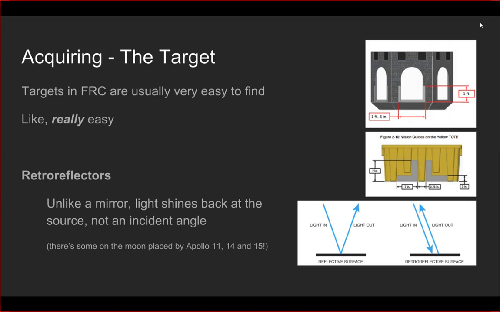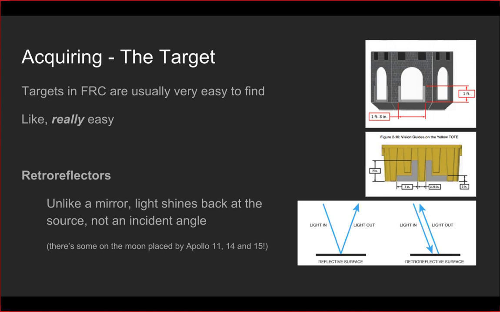Moving on, we have the target. So this is what you're actually trying to find with your vision system. Fortunately, in FRC, these are really easy to find because they have this thing called retroreflective tape on them. If any of you have seen a high visibility jacket which construction workers use or something like that, those little grey strips, those are retroreflective as well. And there's also some on the moon, placed by Apollo 11, 14, and 15.